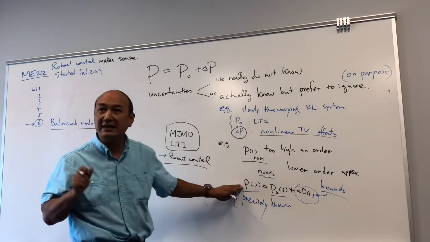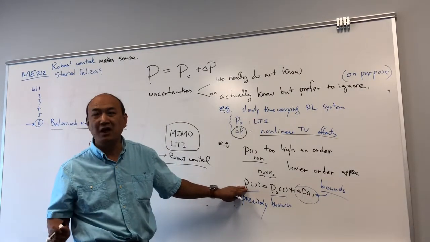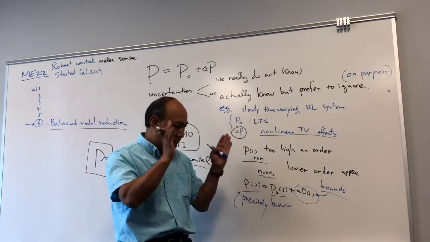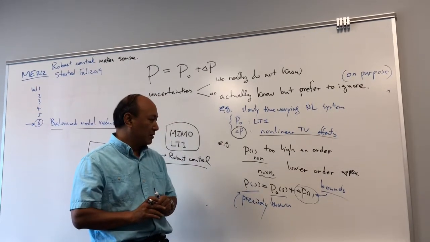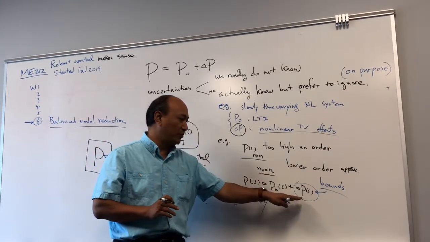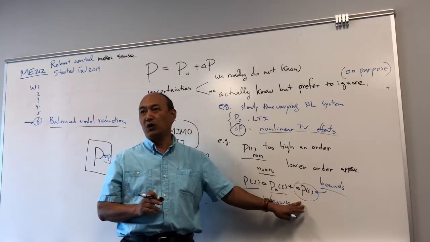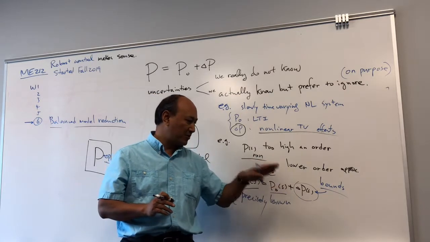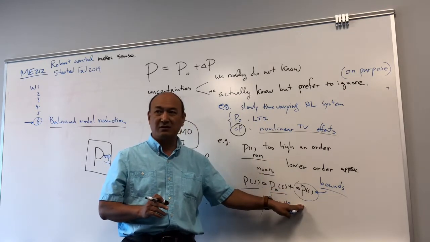One of the key parts of balanced model reduction is that it is usually applied when P is exactly known. I want to make a lower order model, and this is the approximation error. I want to understand the precise bound of this.